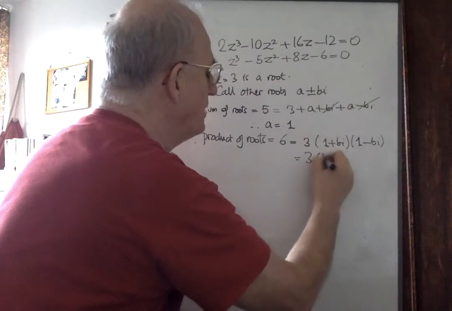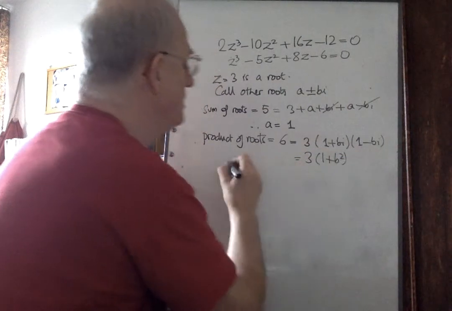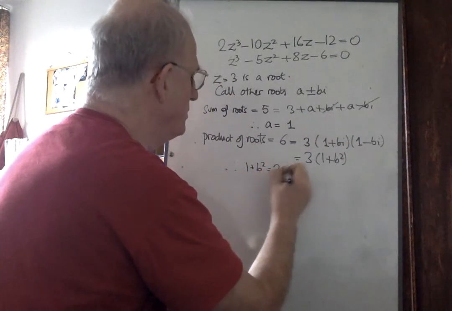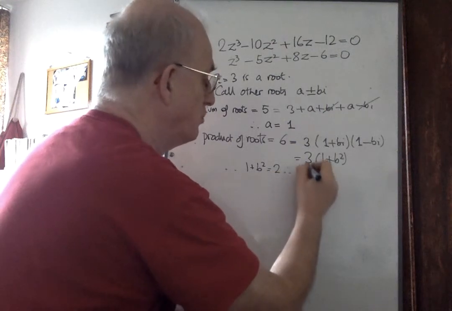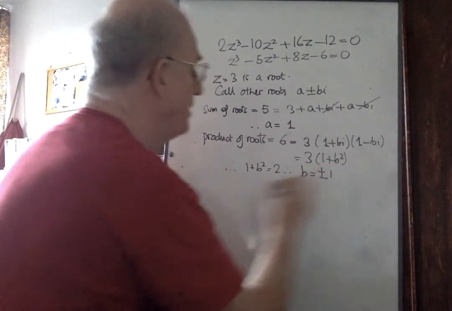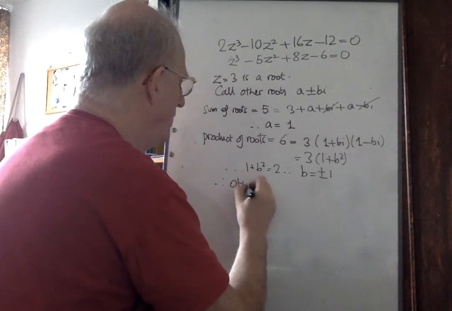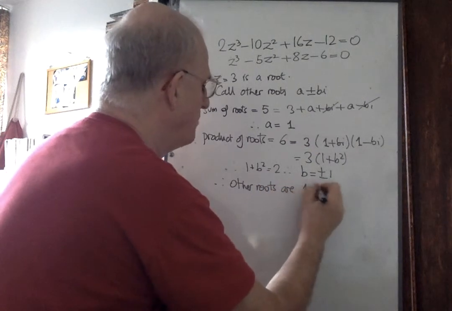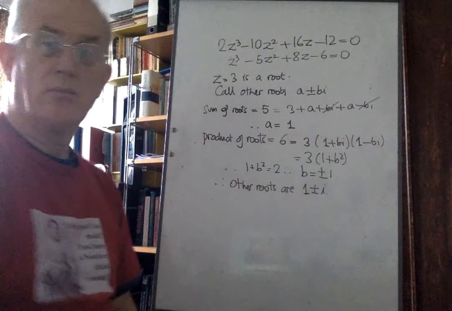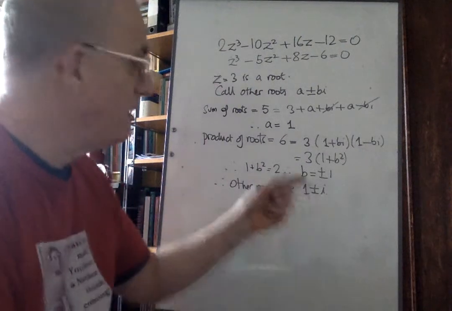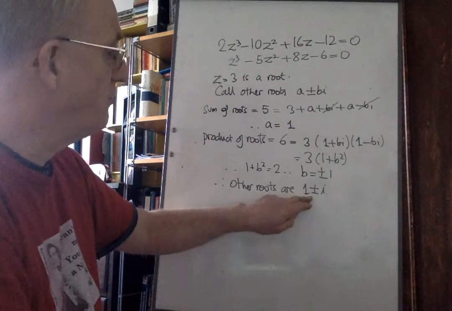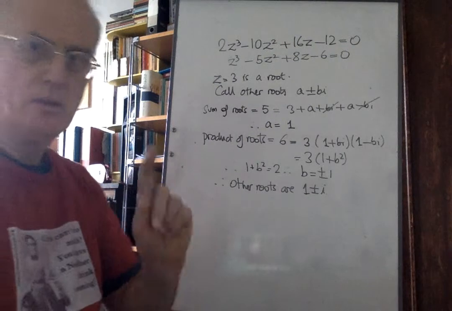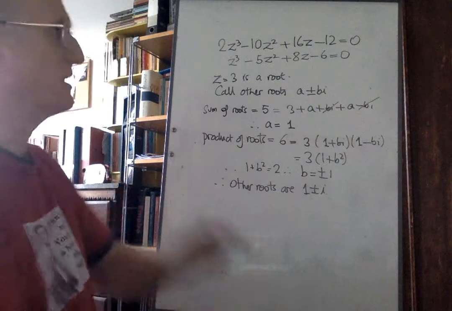That's just equal to 3 times 1 plus b squared. So divide through by 3. 1 plus b squared is equal to 2. Therefore, b squared is 1, and b is plus or minus 1. So the other roots are 1 plus or minus i. That's done. We could check by just plugging those values for z, 1 plus or minus i, back into the original equation. You can pause here, and I'm going to go on to the second example.